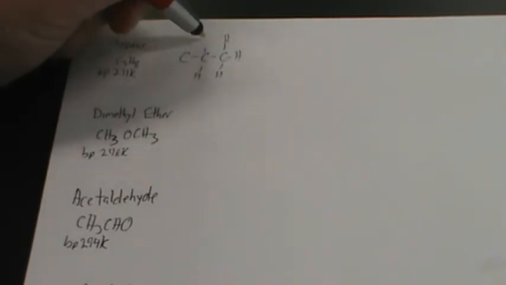So let's look at some examples of figuring out what kind of intermolecular forces we're going to have. Our first one, propane, C3H8. I'm just going to draw the Lewis structures. Now this one we just have carbon-carbon bonds and carbon-hydrogen bonds. All three carbons have a tetrahedral shape. And the carbon-hydrogen bond is going to be nonpolar, so this is a nonpolar molecule.